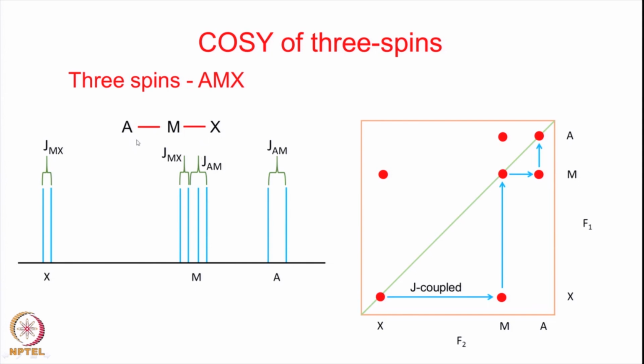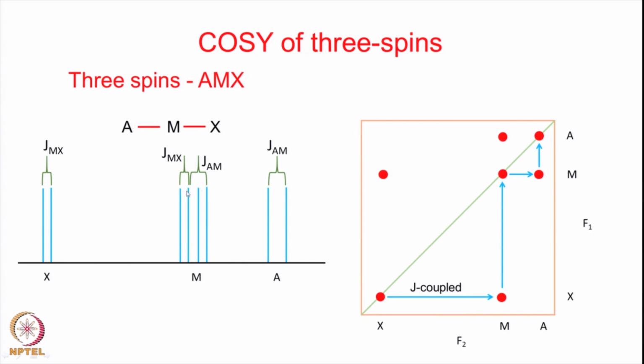Now each of these spins will have a different kind of multiplicity, and that is indicated here. The X spin is split because of the coupling to the M spin, and the M spin is split because of the coupling to the X spin and the A spin, and this will produce the so called doublet of a doublet, and this coupling information is present here.